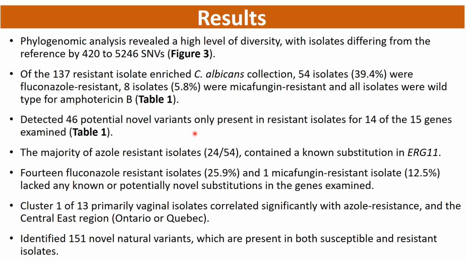We were able to detect 46 potentially novel variants only present in resistant isolates for 14 of the 15 genes. The majority of azole-resistant isolates contained a known substitution in ERG11, and 14 fluconazole-resistant isolates and 1 micafungin-resistant isolate lacked any known or potentially novel substitutions in the genes examined. Cluster 1 of interest, which is composed of 13 primarily vaginal isolates, correlated significantly with azole resistance and the Central East region of Canada, which is Ontario or Quebec. We identified 151 novel natural variants which are present in both susceptible and resistant isolates.